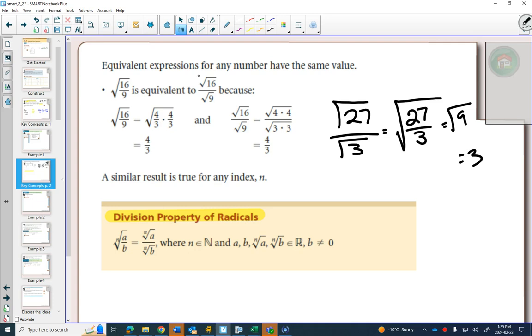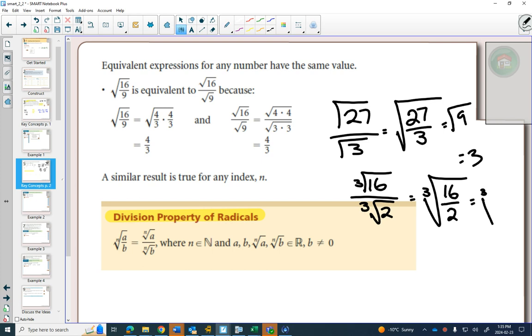And this is true, you could do this with cube roots. For example, the cube root of 16 divided by the cube root of 2 would equal the cube root of 16 divided by 2, which is the cube root of 8, which is just 2.